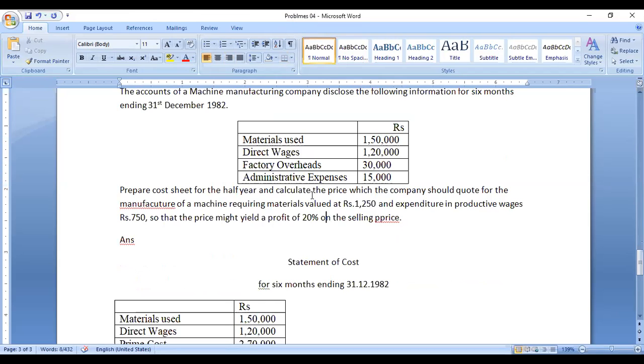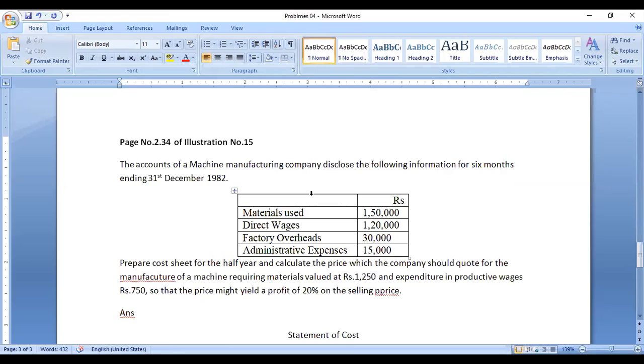ஓகே, ரைட். ஸோ கொஸ்டின் என்னன்னு படிப்போம். The accounts of a machine manufacturing company. Following information for the 6 months ending 31st December 1982. Materials used 1,50,000, direct wages 1,20,000, factory overheads 30,000 and administrative expenses 15,000 is given. So amount is given. So now what we have to do? We have to prepare cost sheet for the half year.